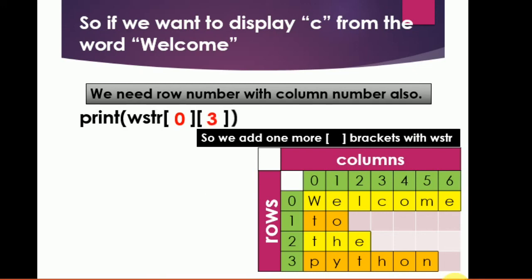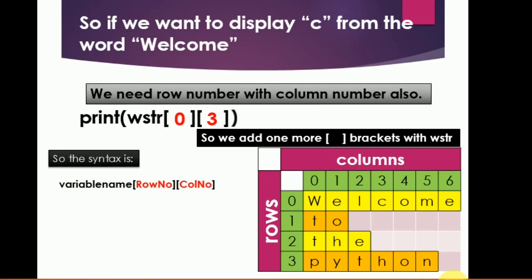Now it is WSTR 0 of 3. That means 0 is for the row number and 3 is for the column number. This is the method that you need to follow. The first block is for the row number 0, 1, 2, 3 downwards, and the second part is for the column for that particular word. If I am using 0 by 3, that means 0 is for welcome and 3 is for the C of that particular word. So when we display that, it's going to display the C. This is the syntax that you need to follow: the variable name, then row number and column number.